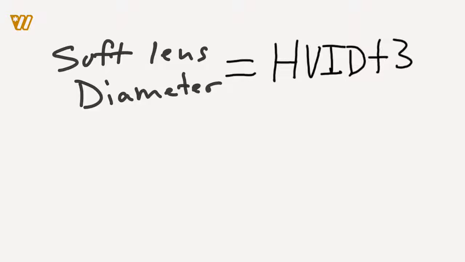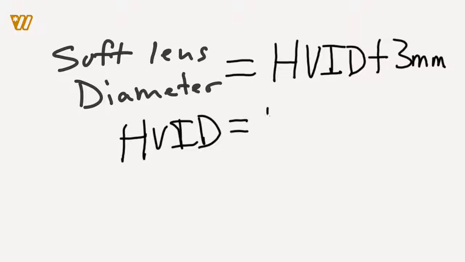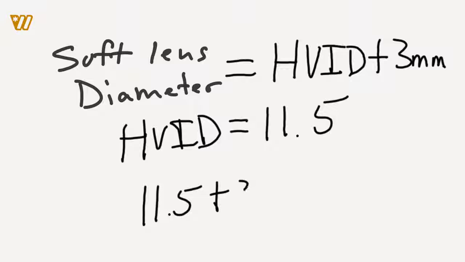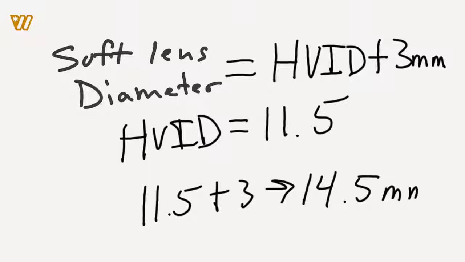So what you're going to do is you're just going to add simply 3 millimeters to their HVID, and that's going to give you your soft lens diameter. So as an example, let's just throw some numbers out here. If we had an HVID of 11.5, what would be the soft lens diameter we'd want to fit that patient in? Well, you take 11.5 plus 3, and you're going to get 14.5 millimeters, which would be the ideal diameter to fit this patient in.